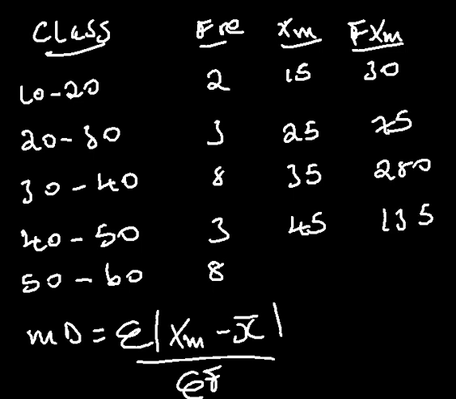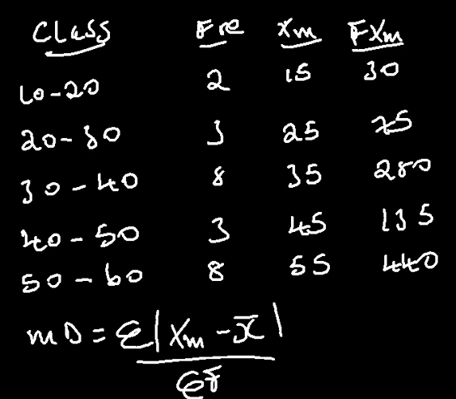And we have 50 plus 60. What would that be? 110 divided by 2, that is 55. And 8 times 55, that is 440. So have that as that.